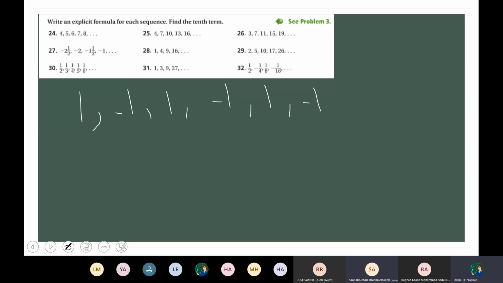It is negative n. Multiply negative 1 by n. Can you repeat? Multiply negative 1 by n. If you multiply the previous by negative 1, you get it. Oh, this is for the recursive formula. But I want the explicit formula.